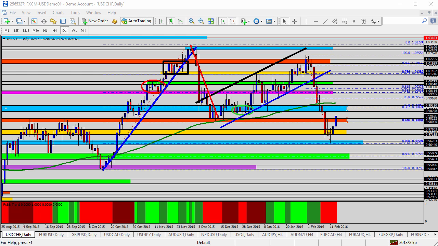First off, taking a look at the news calendar for the day today, it's important to note that we do have a bank holiday in the U.S. today, so during the U.S. trading session, we might see light trading.